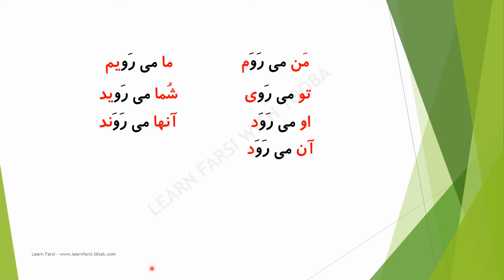Now let's see why this point is important. When each verb ID represents the subject pronoun, we have the choice to say our sentence with or without the subject pronoun. For example, in the first sentence, man miravam means I go. When the verb ID am represents man, we have the choice to say man miravam, or we say it without man and just say miravam. Both are correct and the meaning doesn't change. So man miravam means I go and miravam is I go too.